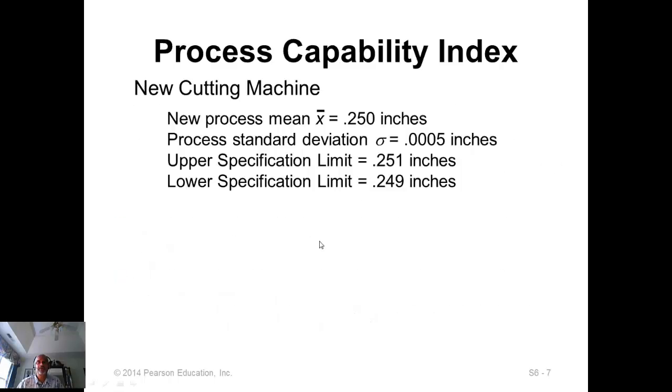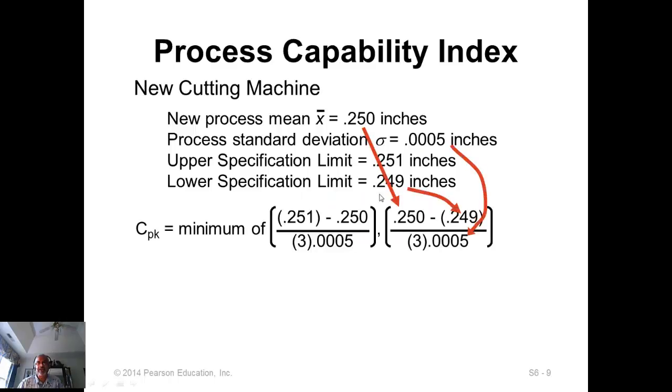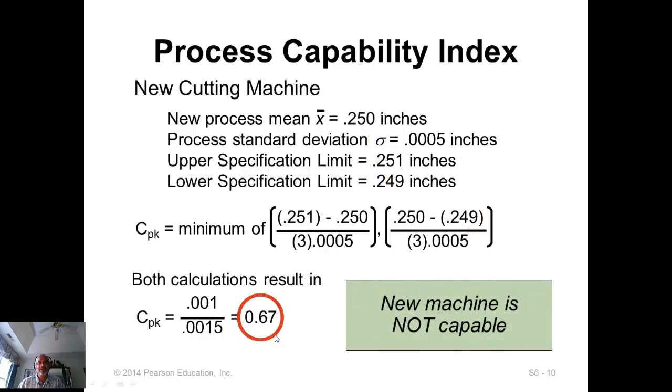So here is an example where you take the upper specification limit minus x bar, divided by 3 times the standard deviation, and then x bar minus the lower specification limit, divided by 3 times the standard deviation, and then you select the minimum, and this is 0.67, which means it is not capable. Now this process capability index checks for the target value also, whereas the C sub p tests only for the variance.